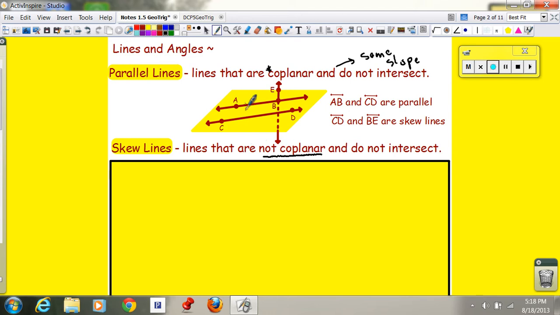So if you look at this example, you can say that line AB and line CD are parallel because they're on this yellow plane, and line CD and line BE are skew lines because one's going through the plane and one's on the plane and they're not touching anywhere. So those are called skew lines. They're not touching and they're not on the same plane.